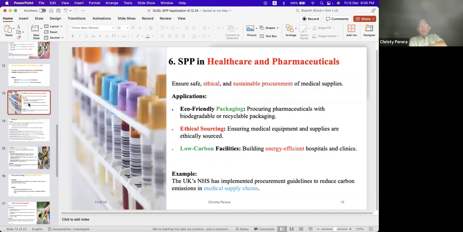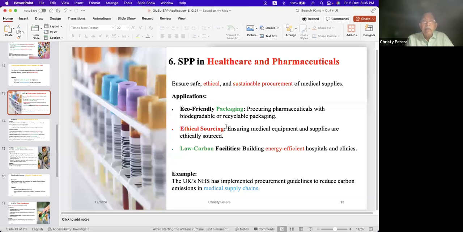Okay, next one. Pharmaceuticals, a very important area again. Healthcare and pharmaceuticals. You will have to ensure safe, ethical and sustainable procurement of medical supplies. A few months back, there was a problem and the minister had to go to jail because of these reasons.